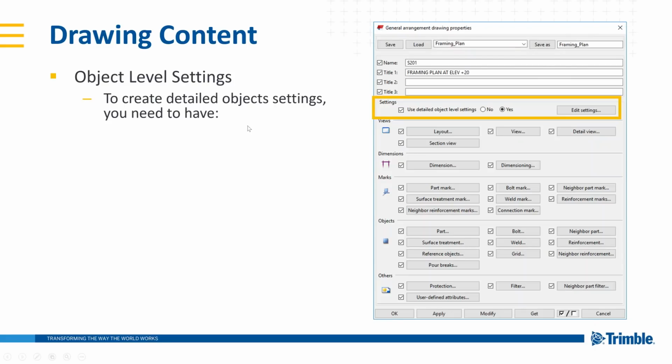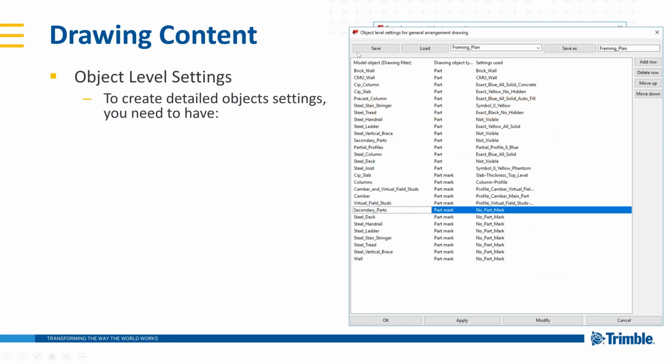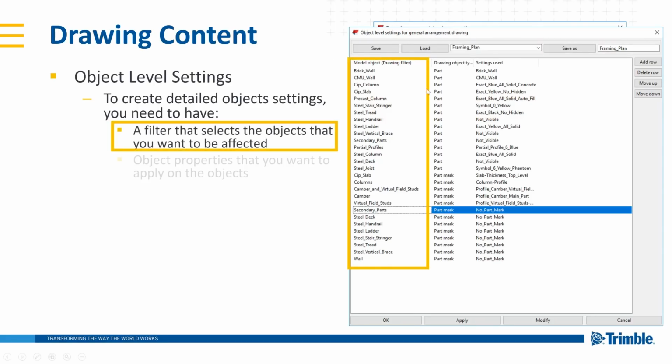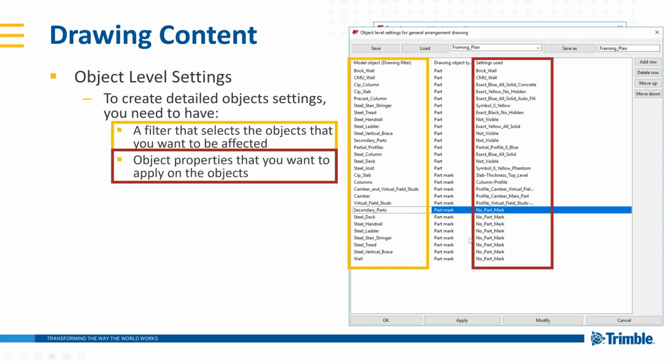In order to utilize drawing object level settings, first of all, they're located here on the main section of my drawing properties, and they're also located, we saw them earlier, on the attributes tab of my view level settings. What object level settings are is a combination of a drawing filter and the way you want the objects that are included in that drawing filter, or the marks, to look. So, settings for the objects or the marks.